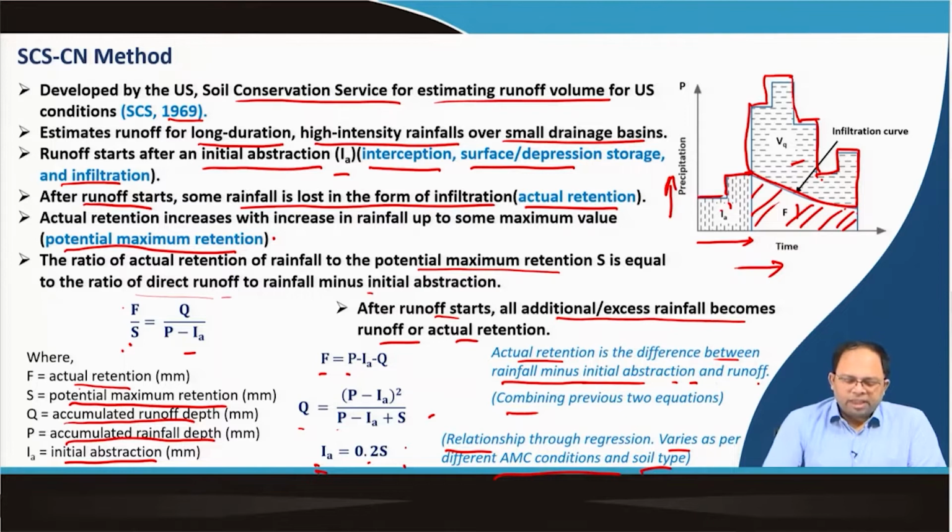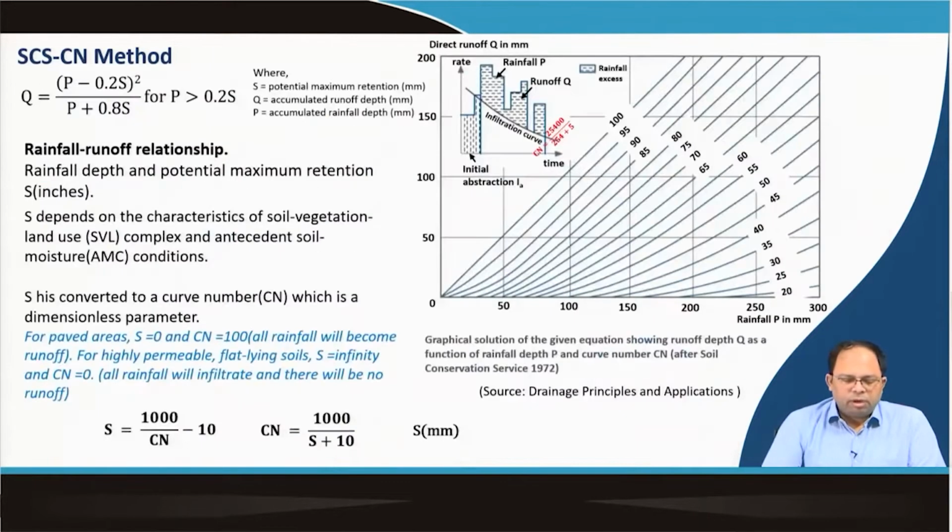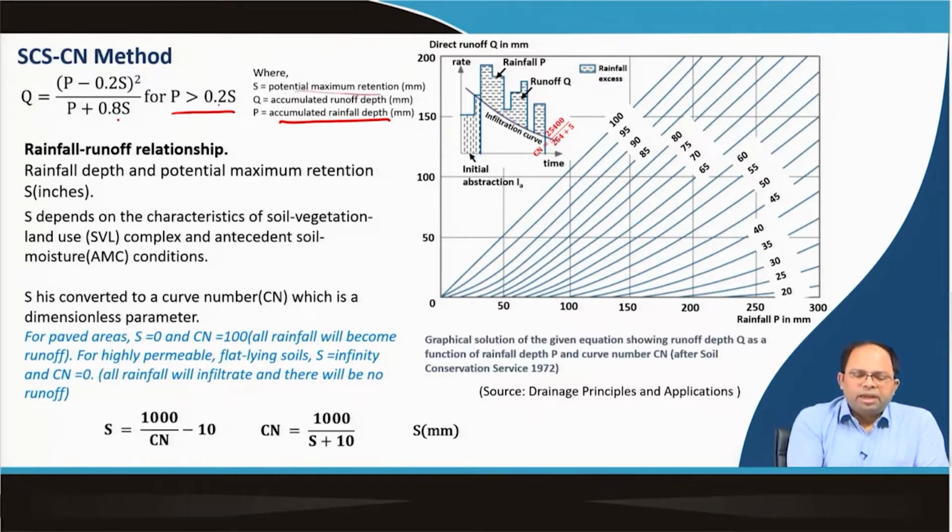So, now if this is replaced in this particular formula, we get Q equal to (P minus 0.2 S) whole square divided by (P plus 0.8 S), and this is for the assumption that P is greater than 0.2 S. So, what is Q? Q is accumulated runoff depth, P is accumulated rainfall depth, and S is potential maximum retention. So, when P is greater than 0.2 S, then this equation stands.